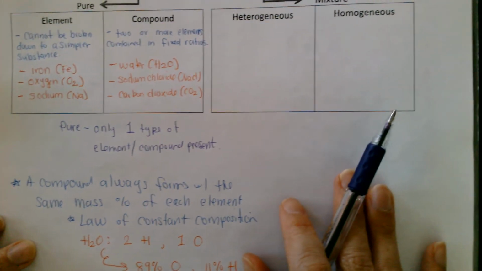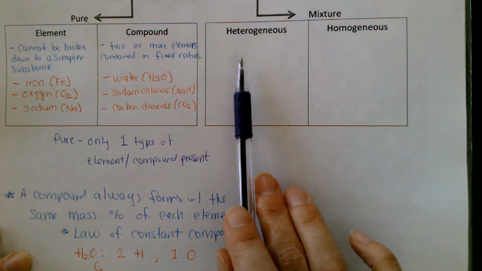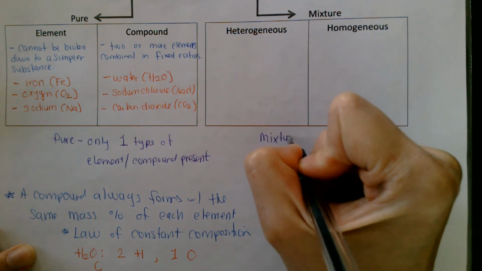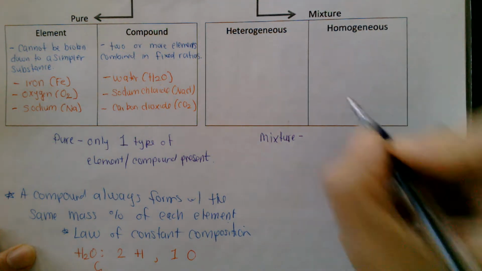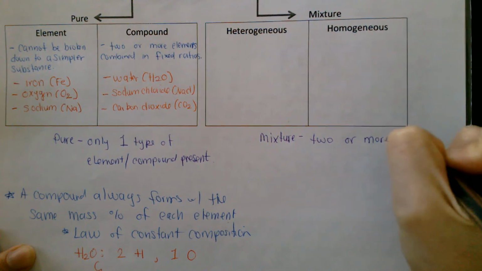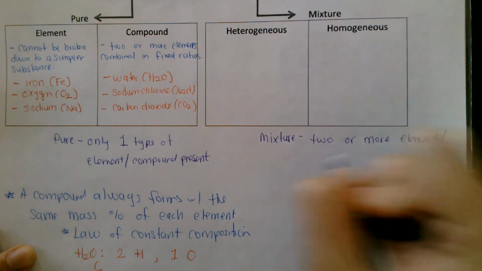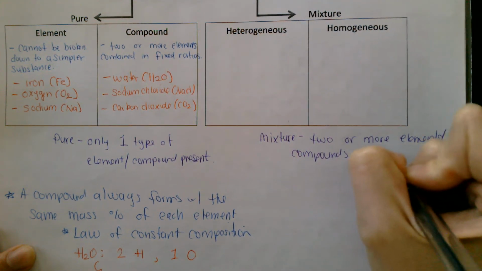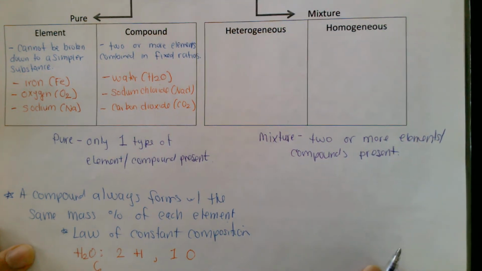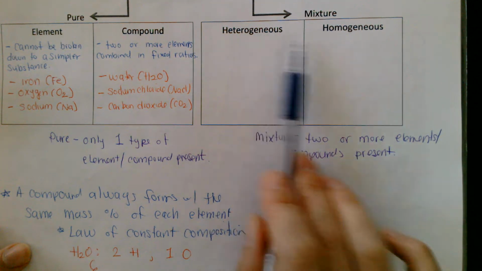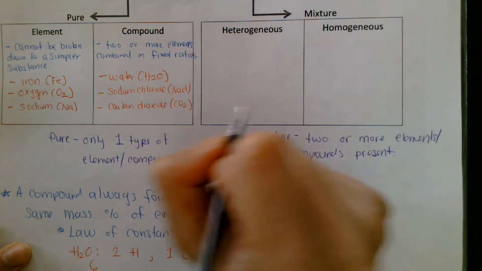Okay, so now we're getting to the other side, our mixtures. We have heterogeneous and homogeneous. So let's look at a mixture. If we were to define that, a mixture is when 2 or more elements or compounds are present. Okay, so there's 2 or more elements or compounds present in that particular sample. We have 2 types: heterogeneous and homogeneous.